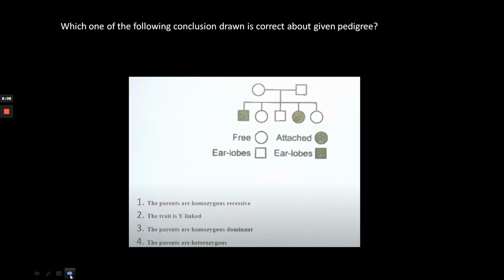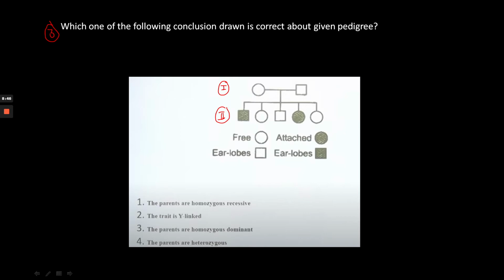Okay, now third example. Which one of the following conclusions drawn is correct about the given pedigree? There is a pedigree given in front of you and we have to draw the appropriate conclusion. We have to select the most appropriate or the correct one. So the very first one is saying that the parents are homozygous recessive. This is the first generation, this is the second generation. So these are the parents and these are the children.